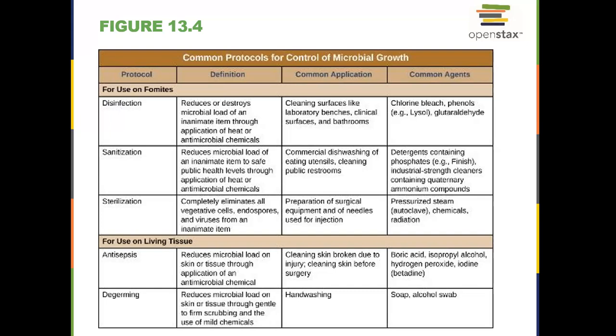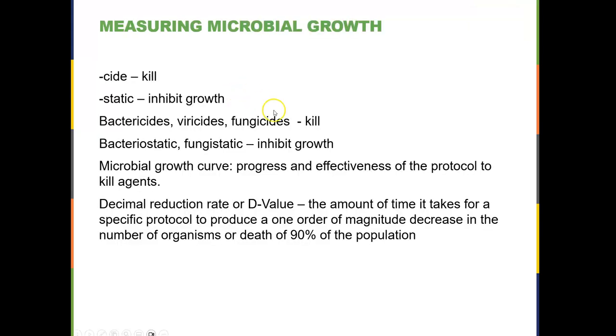So antisepsis reduces microbial load on the skin through the application of some type of chemical, cleaning skin that's broken due to injury, cleaning skin before surgery. So boric acid, isopropyl alcohol, hydrogen peroxide, or iodine or betadine. Degerming reduces microbial load on skin or tissue through gentle to firm scrubbing using a mild chemical. So this is going to be hand washing, and that's like soap or alcohol swabs, or your hand sanitizer.